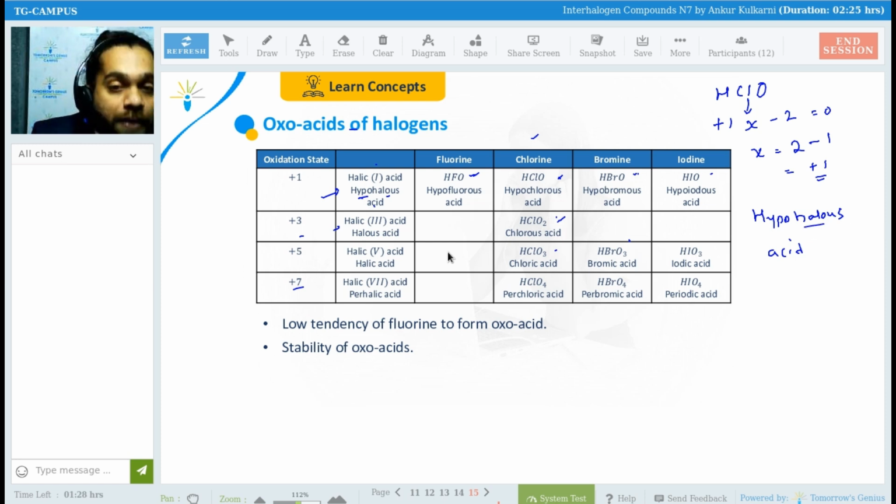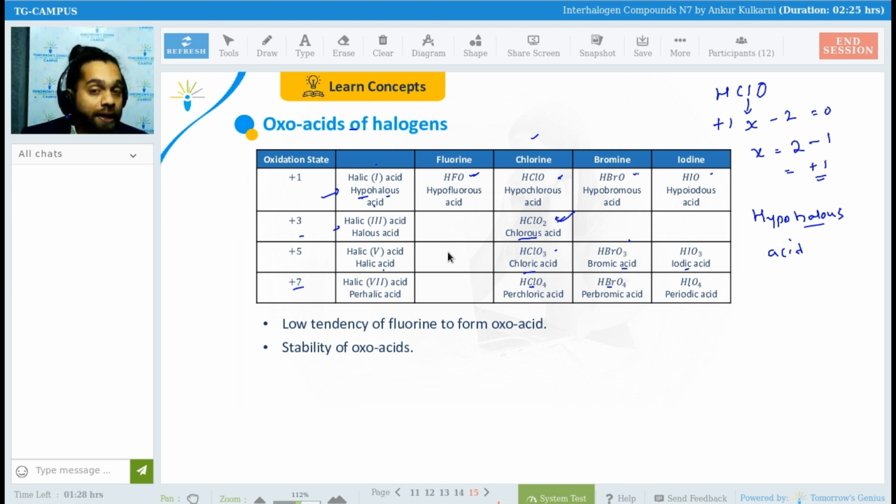Similarly, Anthony, if we calculate HClO2, it will be +3. So +3 we say halous, that means chlorous. Similarly, +5 we say halic, that means chloric, bromic, iodic. +7, Anthony, we say perhalic. That means if I have chlorine, I will say perchloric. If I have bromine, I will say perbromic. And if I have iodine, I'll say periodic. So these are your oxidation states of oxo acids of halogen.